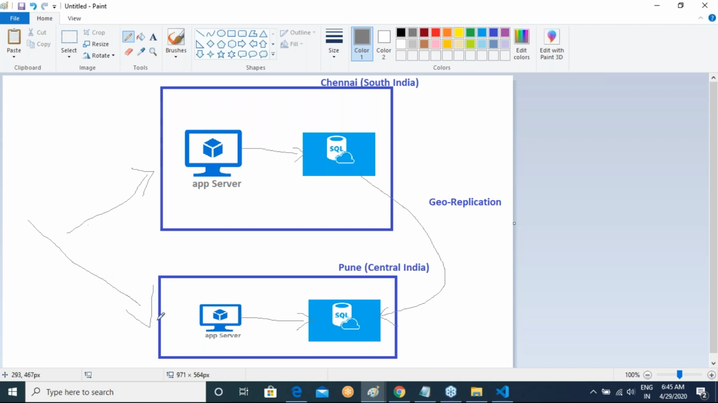Now, when the users are redirected to Pune, there should not be any data mismatch. Whatever data has been sent to Chennai should be in Pune also, because your application is running in both the regions. If you want this kind of thing, then geo replication comes into play. There is one problem, but I will not speak about problems now. Right now, this is the concept of geo replication. Am I clear on this?